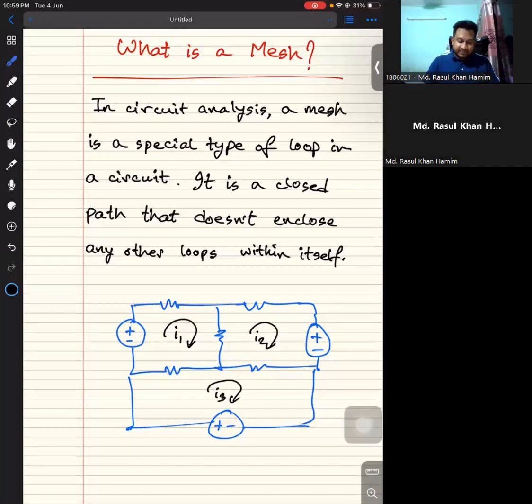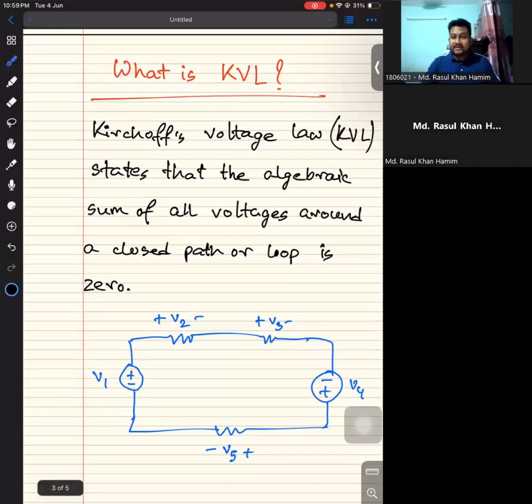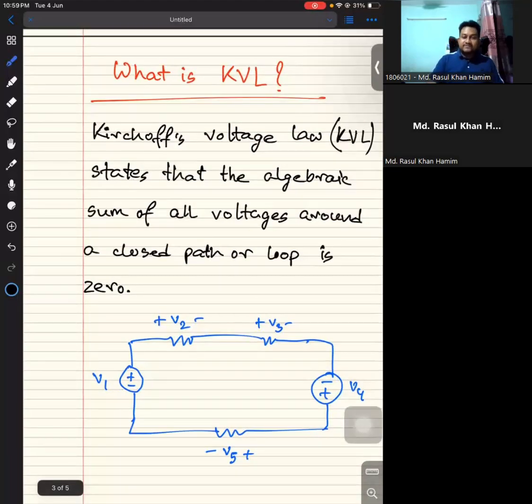Now, the second thing that we need to understand is what KVL is. Kirchhoff's voltage law, or KVL, states that the algebraic sum of all voltages around a closed path or loop is 0. What does that mean? That basically means that in a loop, the sum of voltage rises is equal to the sum of voltage drops.